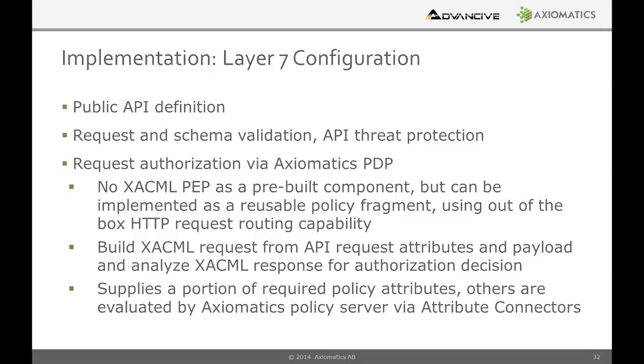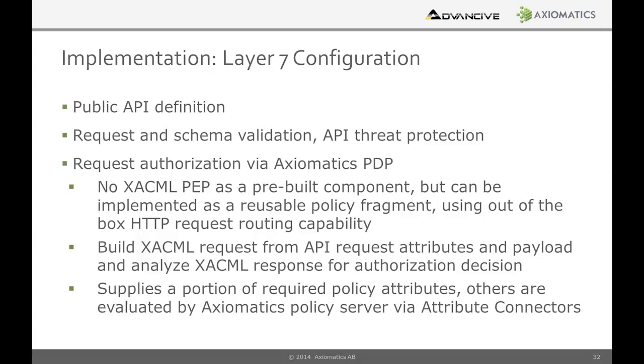What I meant by no XACML PDP is a pre-built component. In Layer 7 you can drag and drop certain pre-built components. So there's not a specific one for XACML, but that can be really easily built using the policy fragments and HTTP request capability. What we're going to have to do is build the XACML request using the request attributes from the API call and the attributes from the actual XML payload.